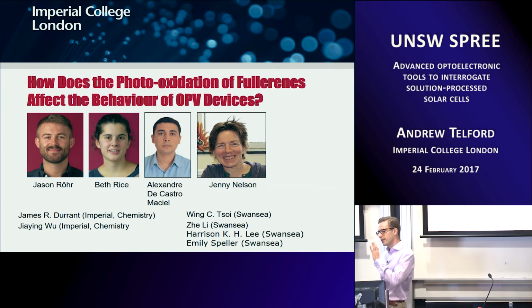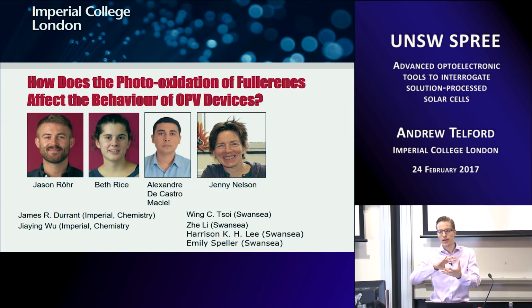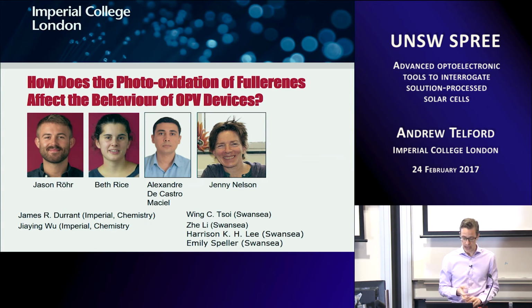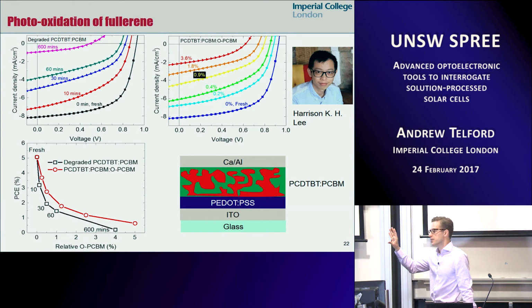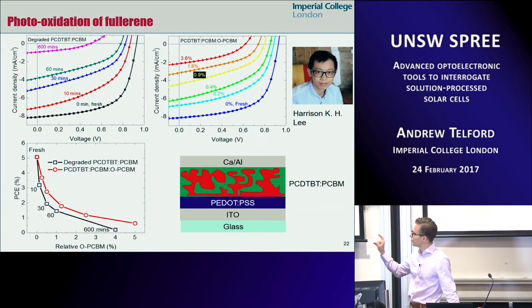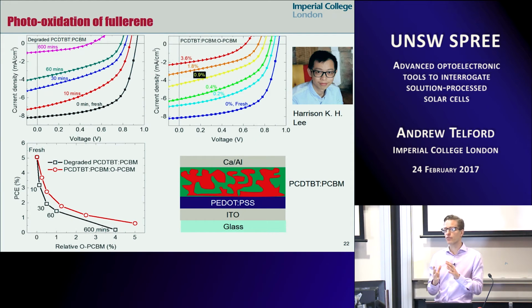Okay, and so the second part of my talk focuses on organic solar cells, right? Specifically, bulk heterojunctions of PCDTBT and PC60BM. All right, and this was done mainly in collaboration with Jenny, and the students who have contributed the most were Jason and Beth here. Now, our collaborators in Swansea had really interesting observations on the degradation of the performances of these devices when you expose them to light in air.